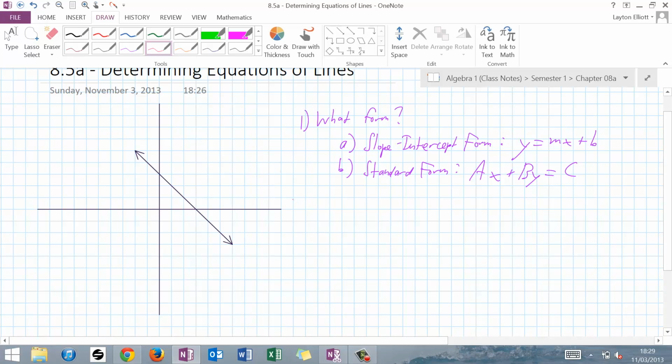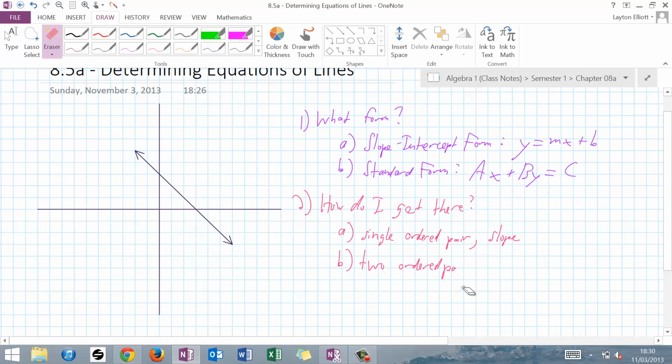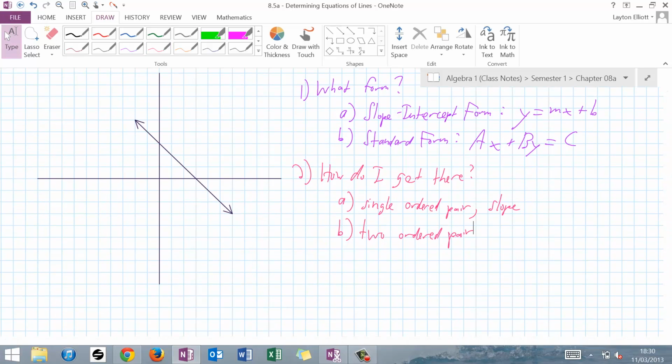The next step with it is, how do I get there? Well, that comes down to what's the bare minimum that I need to figure out what I need to graph. And the only two things we need to know to graph are I need a single point or a single ordered pair, and I need a slope. Sometimes I can get that if I have two ordered pairs, because from any two ordered pairs I can also calculate a slope. So that's what I need, and once we have that, we'll be able to get there.